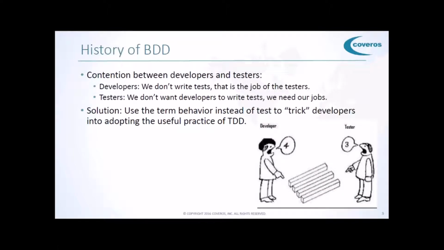It grew out of this contention between developers and testers, where developers don't want to write tests because they think that's the tester's job, while testers don't want developers writing tests because they want job security. And so you use the shared term behavior instead of tests to trick people into collaborating.